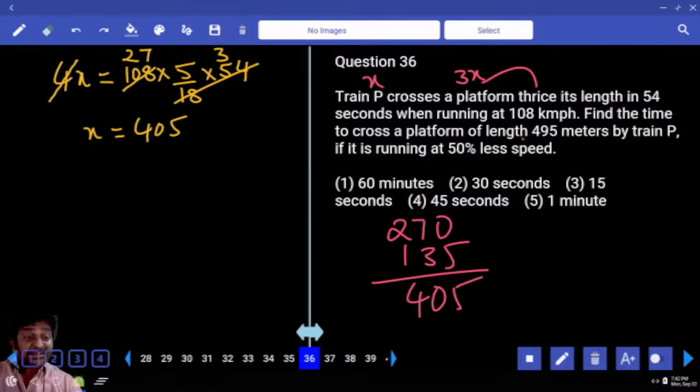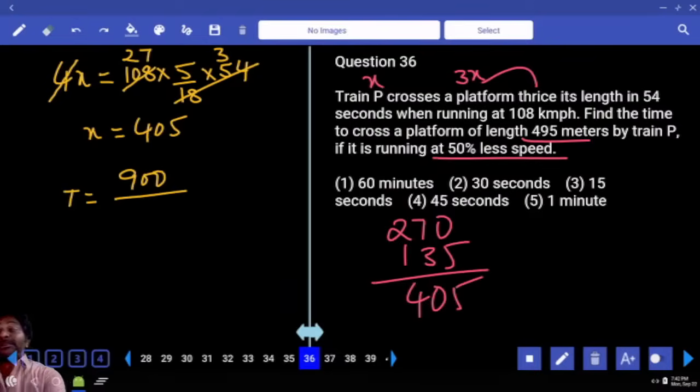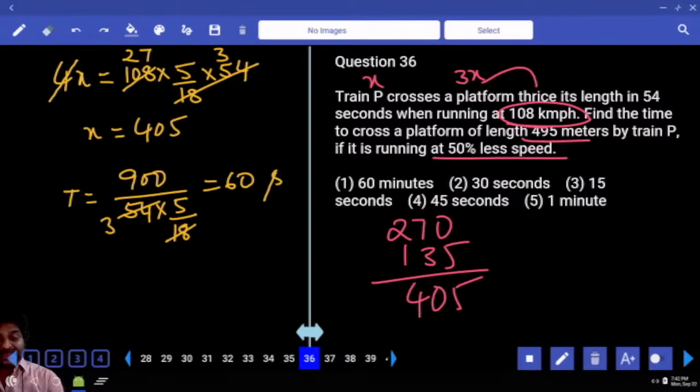Now this train crosses a platform of length 495. Then the total distance covered is 900. The question is about time, distance divided by speed. But now the speed is 50% less than the original speed. What was the original speed? 108. Half of it, 54 km per hour, converted to meters per second by 18, that is 15. 900 by 15 is 60. What is 60? Seconds, which is equal to 1 minute.